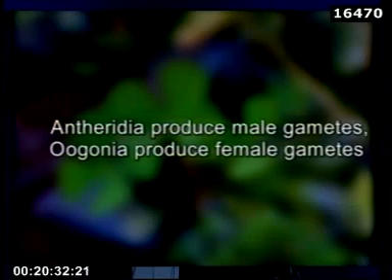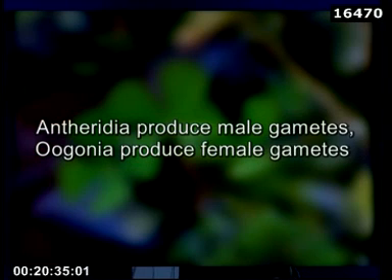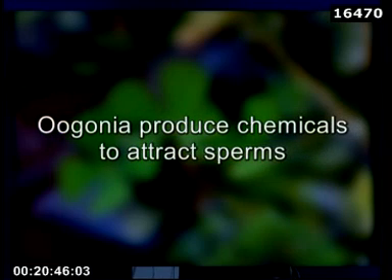Now we will discuss the fertilization of Oedogonium. In Oedogonium, the male and female gametes are produced by antheridia and oogonia. It is said by recent investigation that the oogonium produces certain chemical substances which attract the sperms. The attracted sperms search for the egg, finally reach the egg, and penetrate into the egg cell.